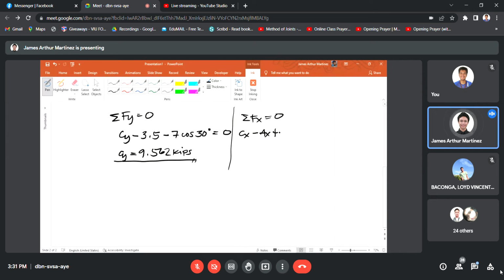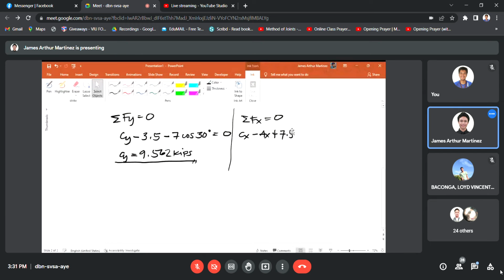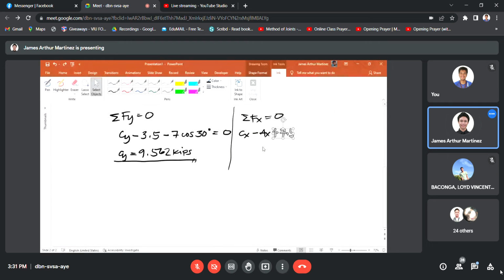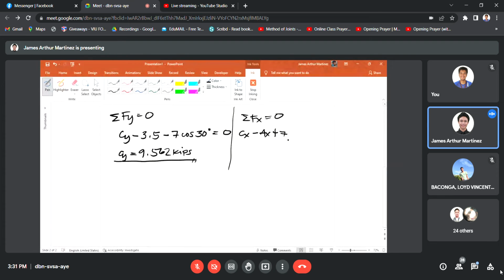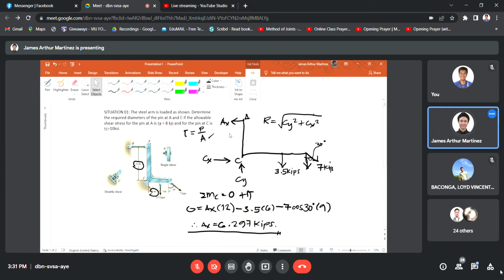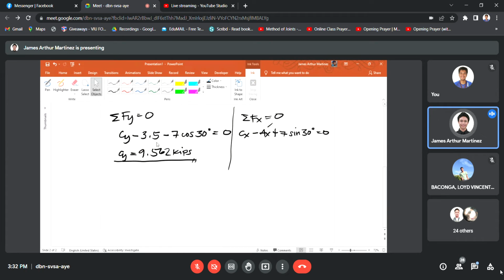So, this would be plus 7. Sorry, it's only 7 kips. So, the y component is 7 sine 30, equal to 0. So, since Ax is obtained, and it is equal to 6.297 kips, we can now compute Cx.